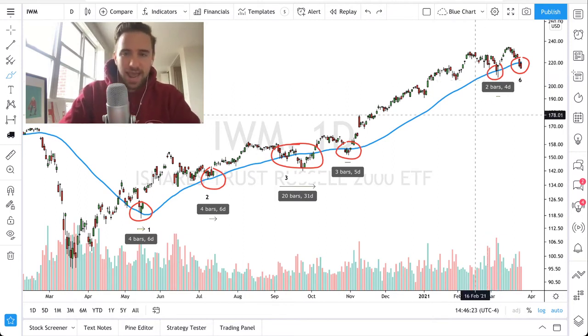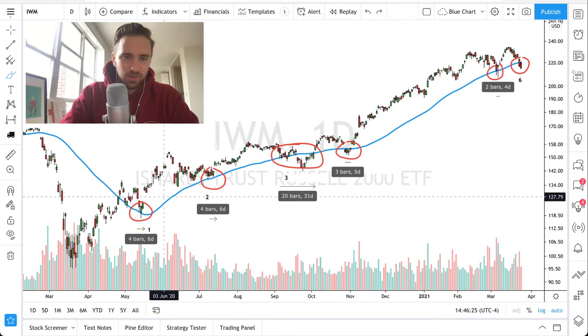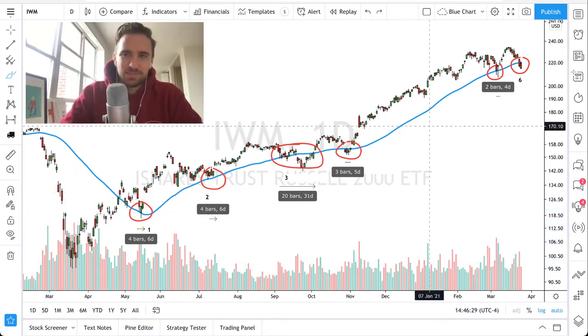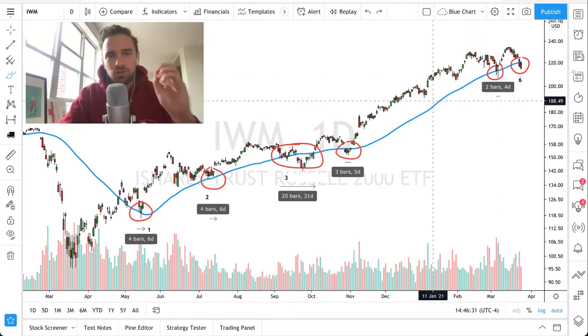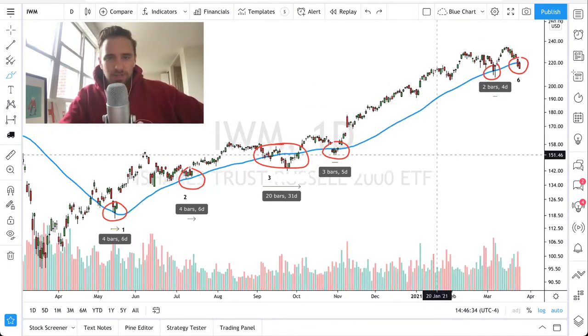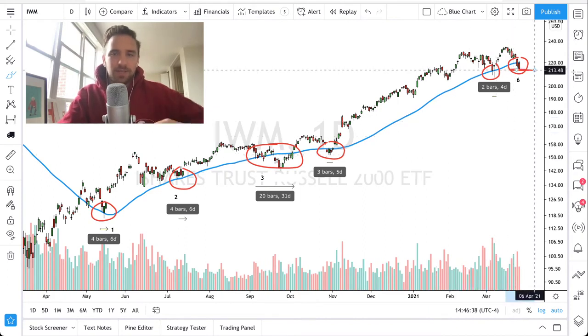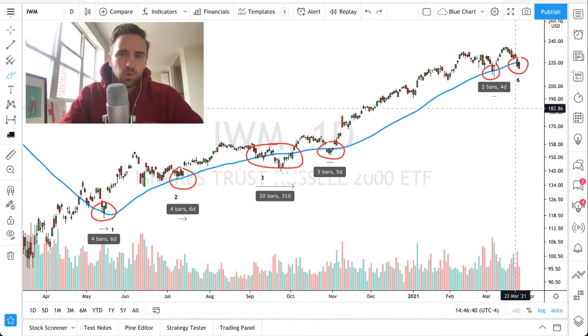So on average, since this big crash, the 50-day moving average has been tested for about 5 days. So should you buy this dip? That's now the question. Is this a trade you want to take? Do you want to buy this area here? The answer is we're on day 2.